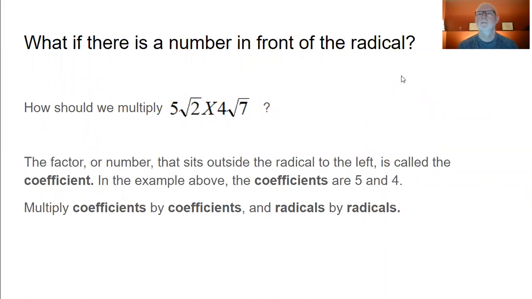Well, what if we've got a number in front of the radical? What do we do then? How should we multiply 5 root 2 times 4 root 7? The factor or number that sits outside the radical to the left is called a coefficient. In the example above, we have two coefficients. We have a 5 and a 4. The way we multiply these would be multiplying the coefficients together and then multiplying the radicals together. It's a similar way that we would multiply polynomial terms.